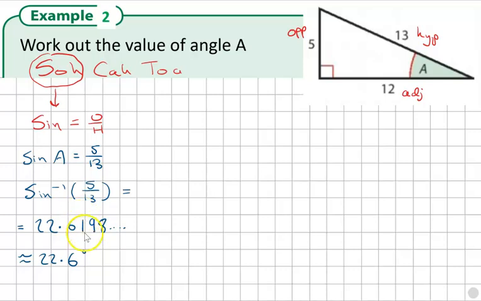So the digit after the 6, the 1, is telling the 6 to rest. So 5 or more, let it soar. 4 or less, let it rest.